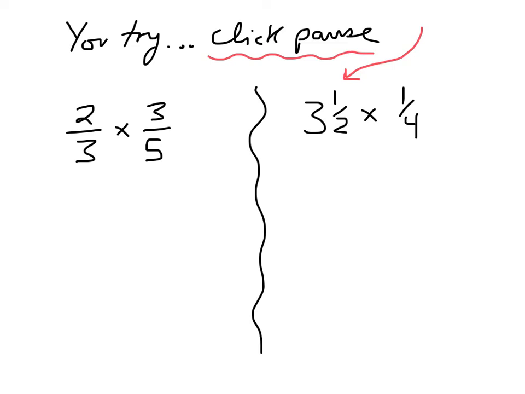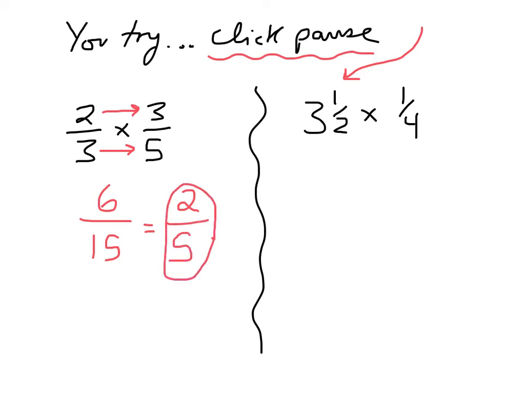So 2/3 times 3/5. If I multiply across, 2 times 3 is 6, and 3 times 5 is 15. So it's 6/15ths. But it can be reduced because 6 and 15 are both divisible by 3. 6 divided by 3 is 2, and 15 divided by 3 is 5. It's 2/5. I could have cross-canceled at the beginning and seen that what would be left was 2/5. Maybe that's something we can learn later.